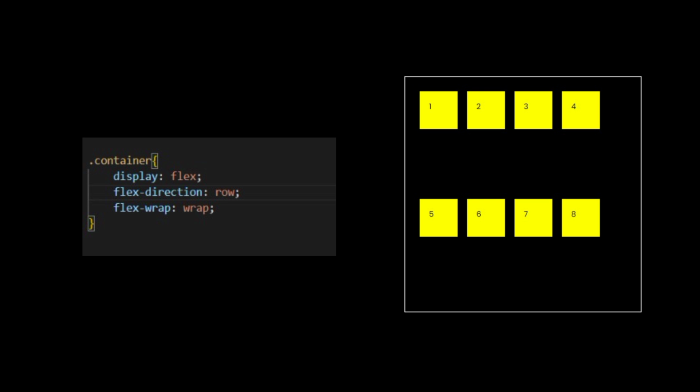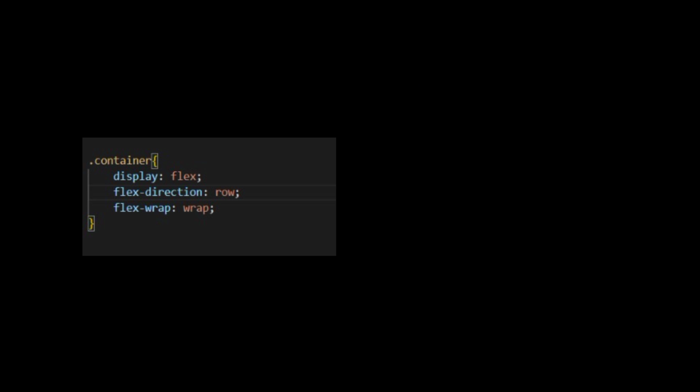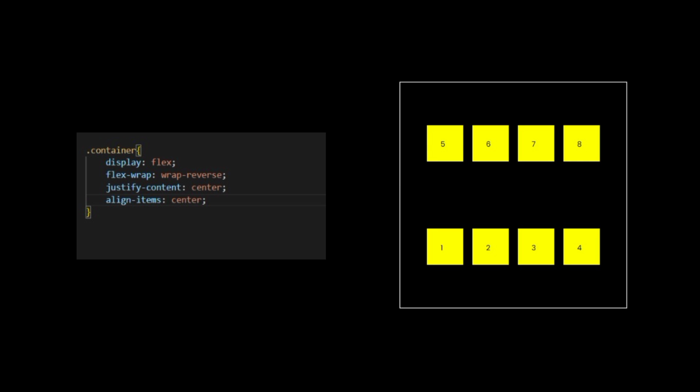Now you would see that we have 1, 2, 3, 4 at the top and then 5, 6, 7 at the bottom layer. Now there is another value which is wrap reverse. What it does is it brings the bottom layer to the top and takes the top layer to the bottom, basically reversing the order at which it is wrapped. So now you would see 5, 6, 7, 8 and then you would see 1, 2, 3, 4. Now you can also align or position these using the justify content and align items properties. If you want everything to be at the center, you can write justify content center and then add align items center.